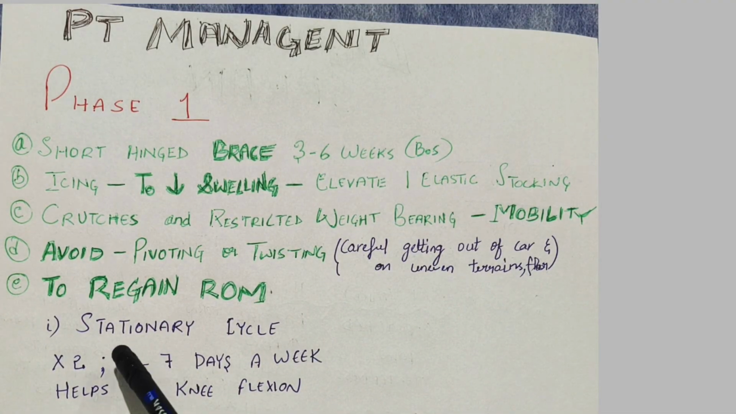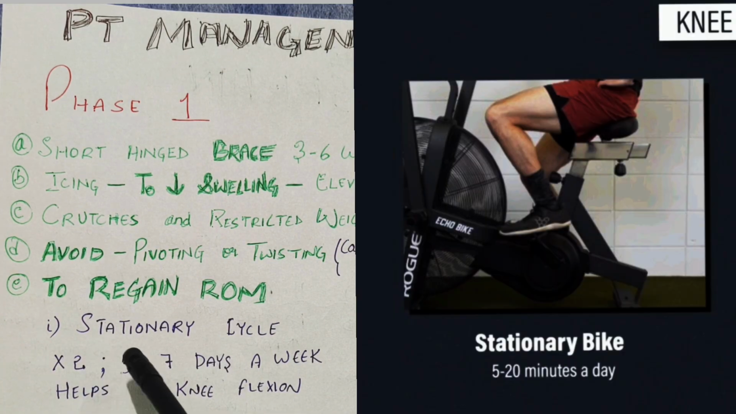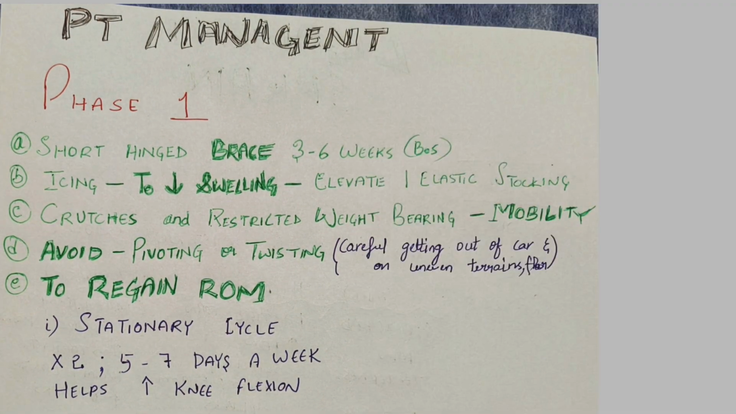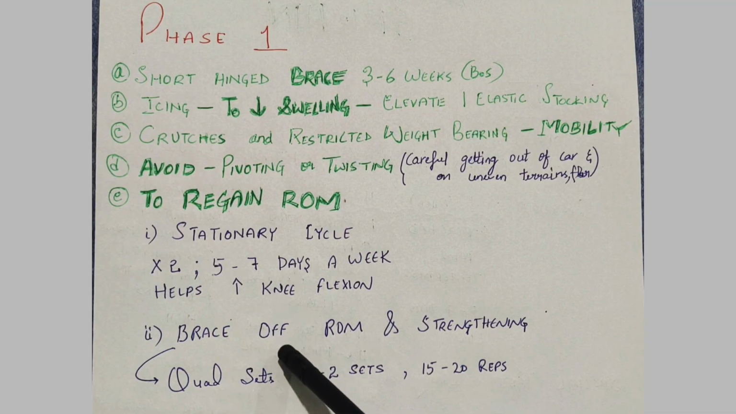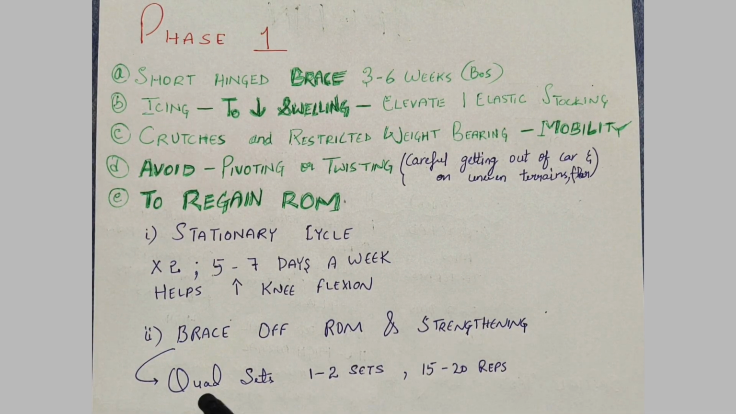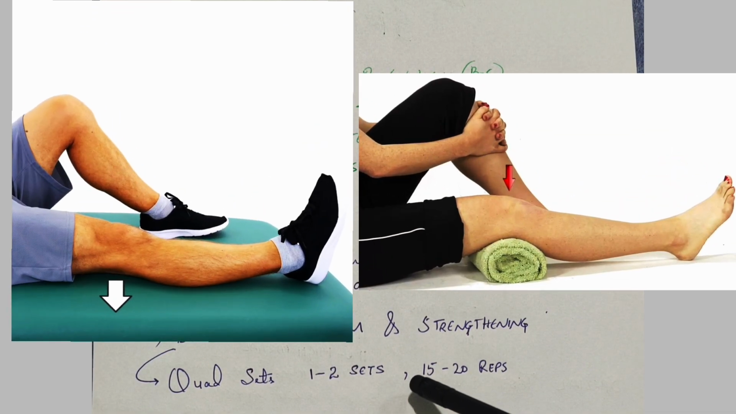Now, start off with a basic stationary cycle that can be performed twice a day for 5 to 7 days a week. This will help in increasing the knee flexion range, especially. Once the braces are off, we can start off with range of motion and strengthening exercises, starting off with the quadricep sets, that too of 1 to 2 sets, including 15 to 20 repetitions.